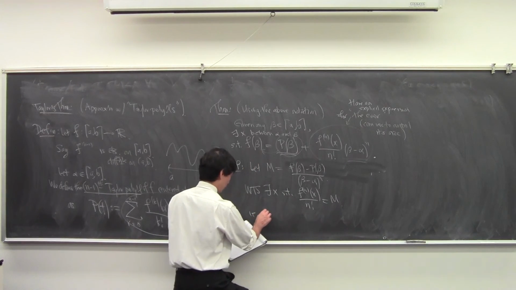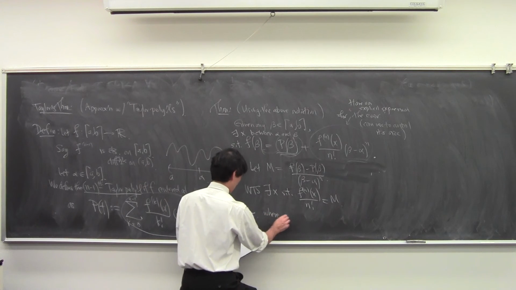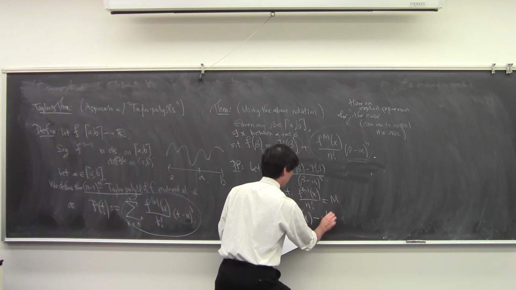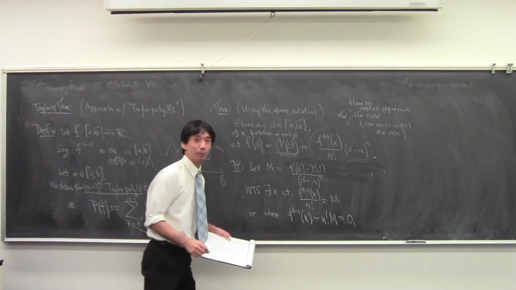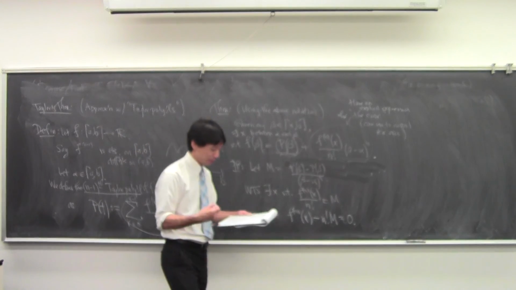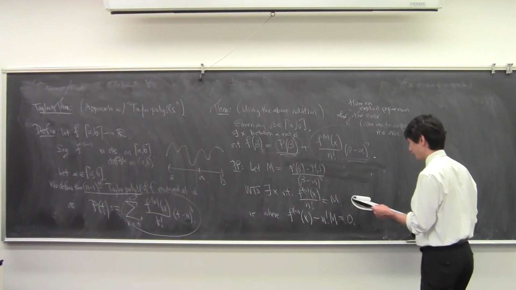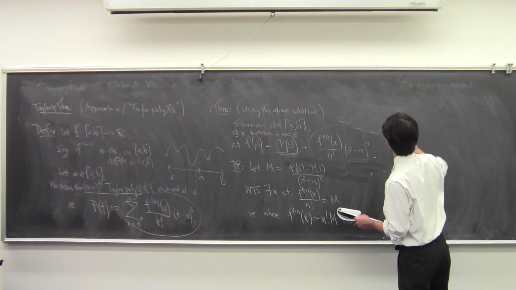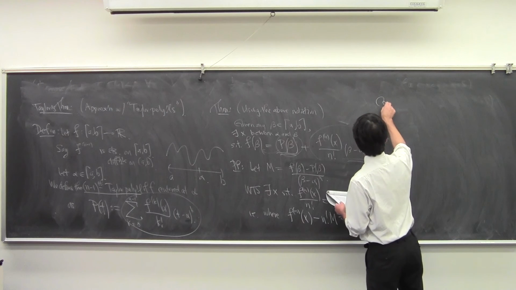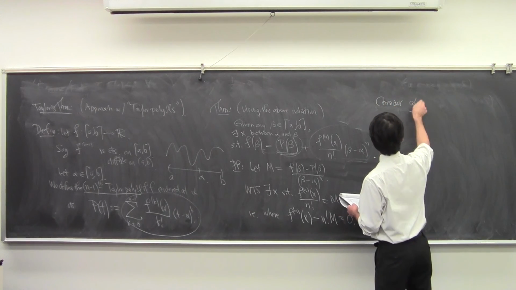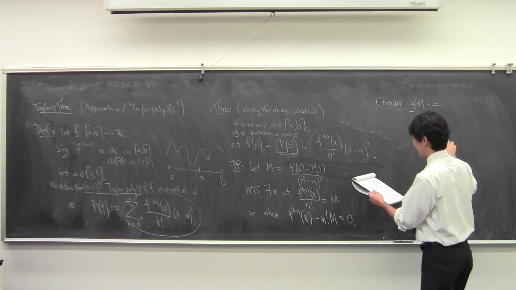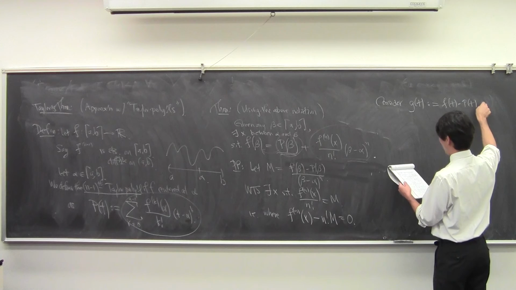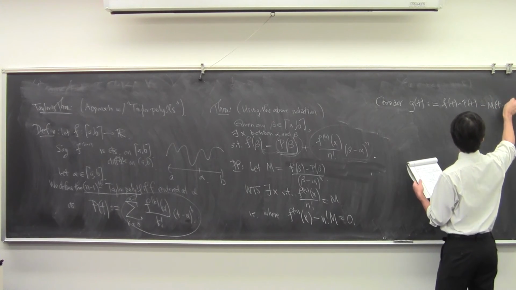In other words, where f^(n) of x minus n factorial times m is 0. Again, I've rewritten the problem using elementary arithmetic. So now, consider the function g of t, which we let equal f of t minus p of t minus m times (t minus alpha) to the n.